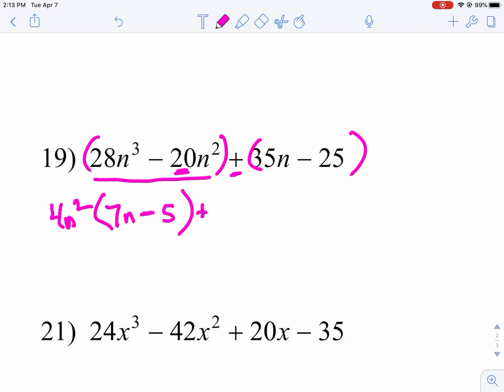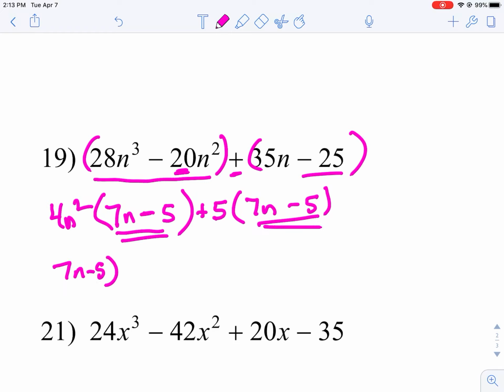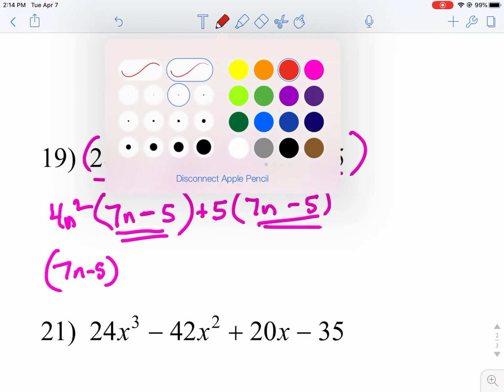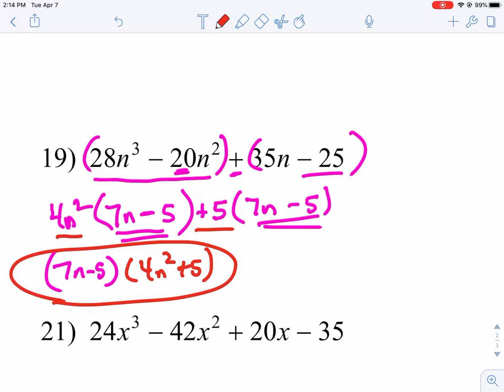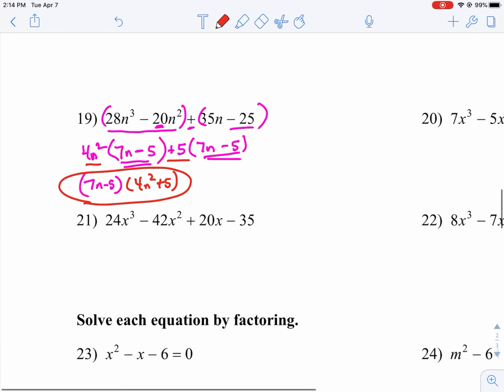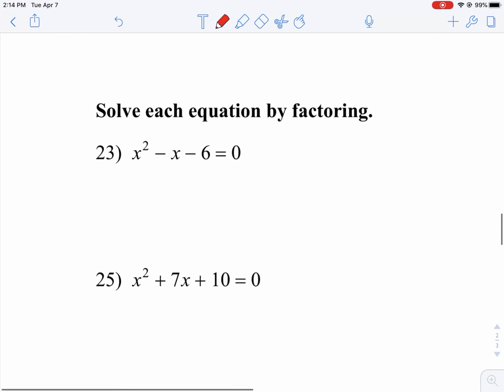Now this sign tells us we're going to factor out a positive number, and it looks like we're going to factor out a 5. And so what's left on the inside, hopefully, will be the same as this. 35 divided by 5 is 7n, and negative 25 divided by 5 is negative 5. That's the first step. Then we see that we have this the same, so that 7n minus 5 comes out, and that leaves 4n squared plus 5. And we're done. Okay, we've done enough of those.